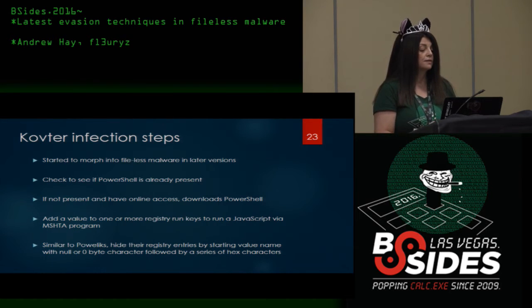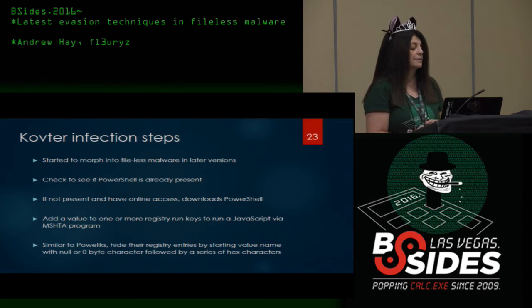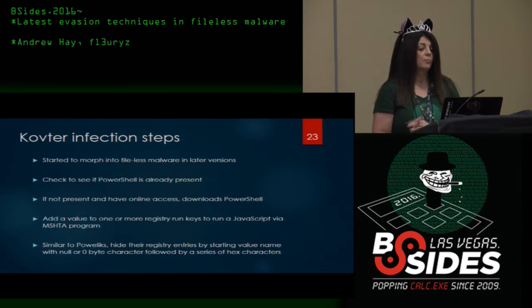And then if not, as with the other one, it checks if the system has online access and downloads PowerShell. It adds a value to one or more registry run keys to run a JavaScript via the mshta program. And similar to PowerLeaks, it hides its registry entries by starting the value name with a null or 0 byte character, followed by a series of X characters.